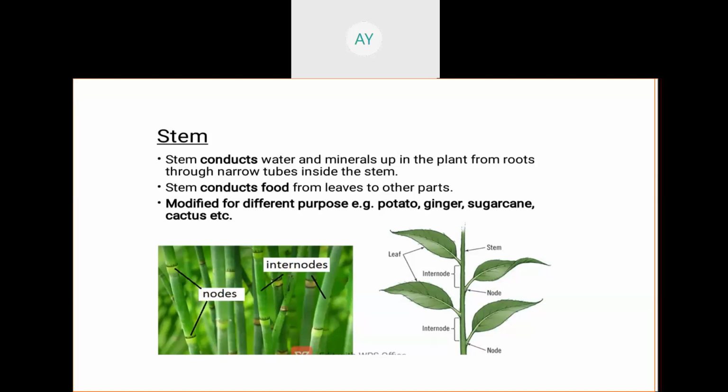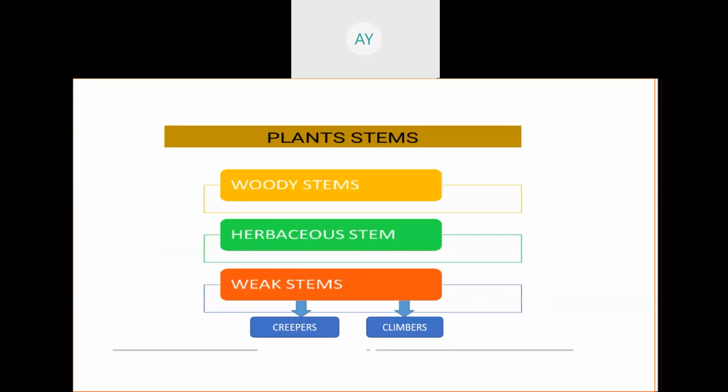Okay, so this is the function of a stem. Next, you will find the plant system, the type of stem, that is woody stem, the herbaceous stem, then weak stem like creepers and climbers. Woody stem means the wood is present, generally in case of shrubs and trees. That wood is made up of xylem and phloem.